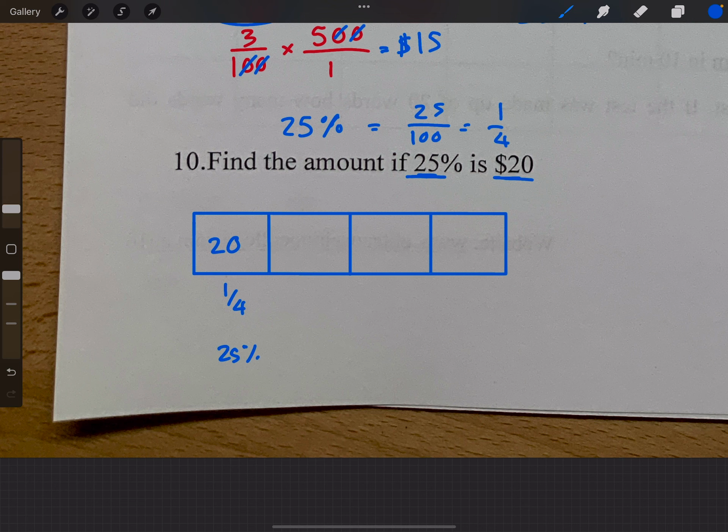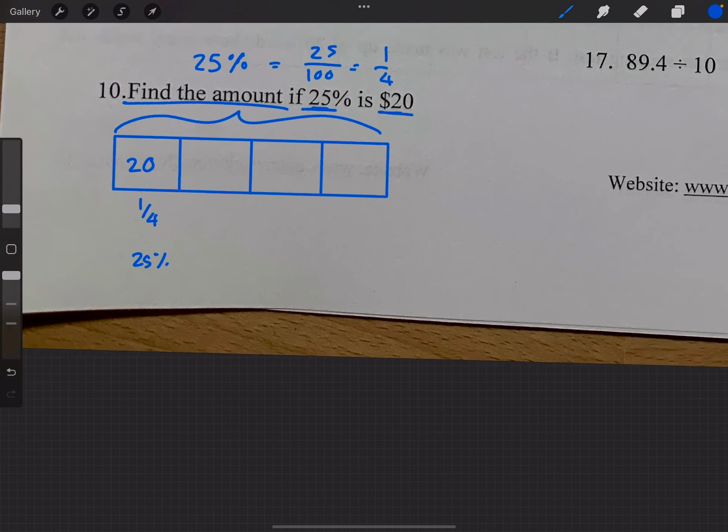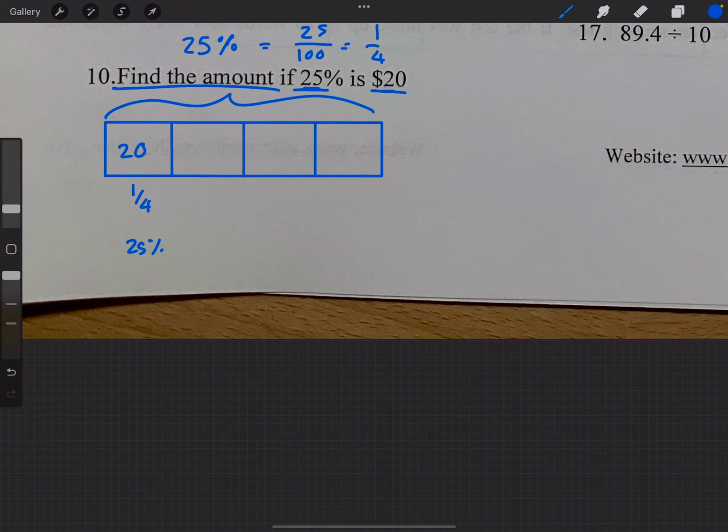So the question says find the amount. So find the whole amount. If 1/4 is 20, what's the whole amount? Well, each piece is 20, right? So what's 20 times 4? Work it out.